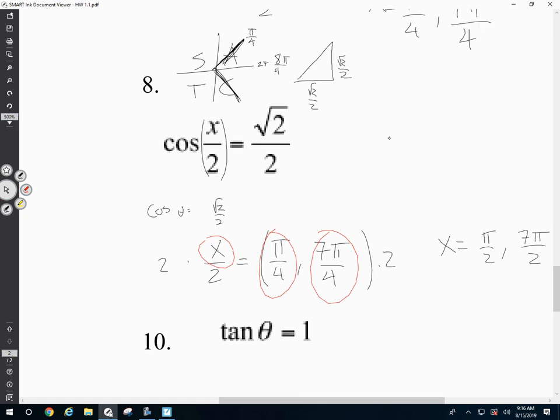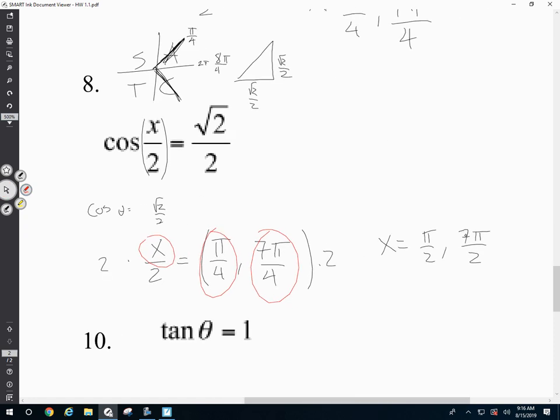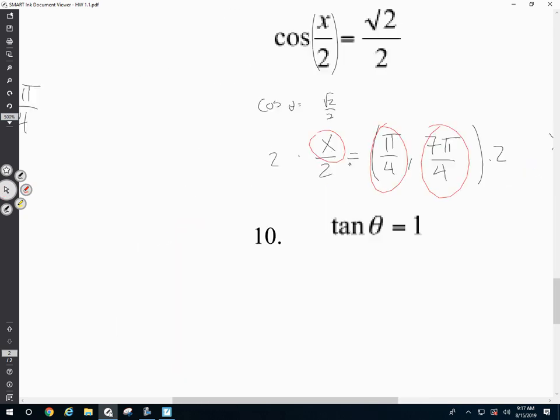Well, that's between 0 and 2 pi, sure. But 7 divided by 2 is bigger than 2. So 7 pi over 2 is bigger than 2 pi. So 7 pi over 2 is actually an answer that I'm not going to include. Why? Because it's not between 0 and 2 pi. So that's gone. That's why I'm just going to answer pi over 2.